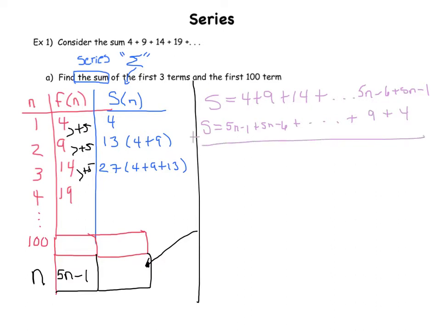So we add these, and our answer is 2S equals, so the 4 plus the 5n minus 1 gives me 5n plus 3. The 9 plus the 5n minus 6 similarly gives me 5n plus 3. So we know how this works, right? We've seen this. All the terms are 5n plus 3.